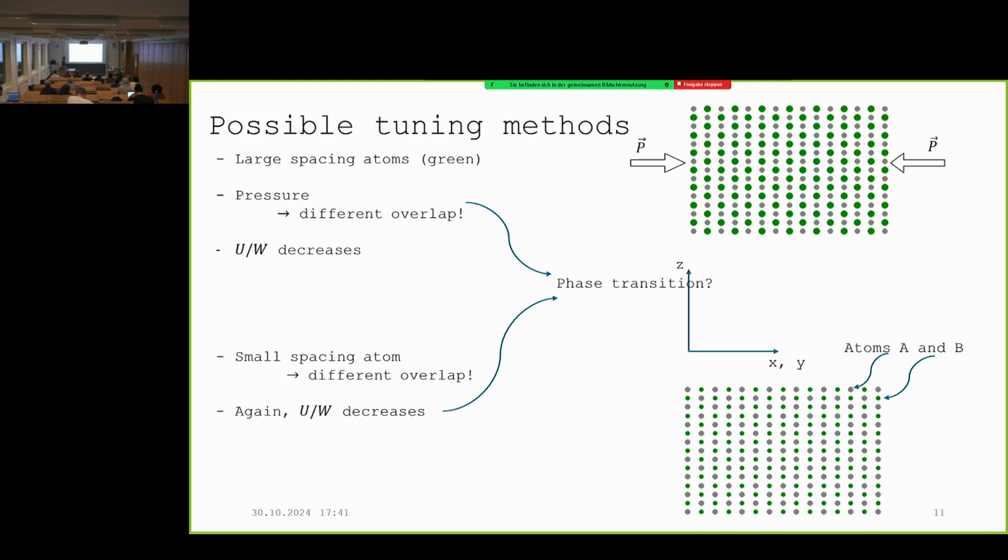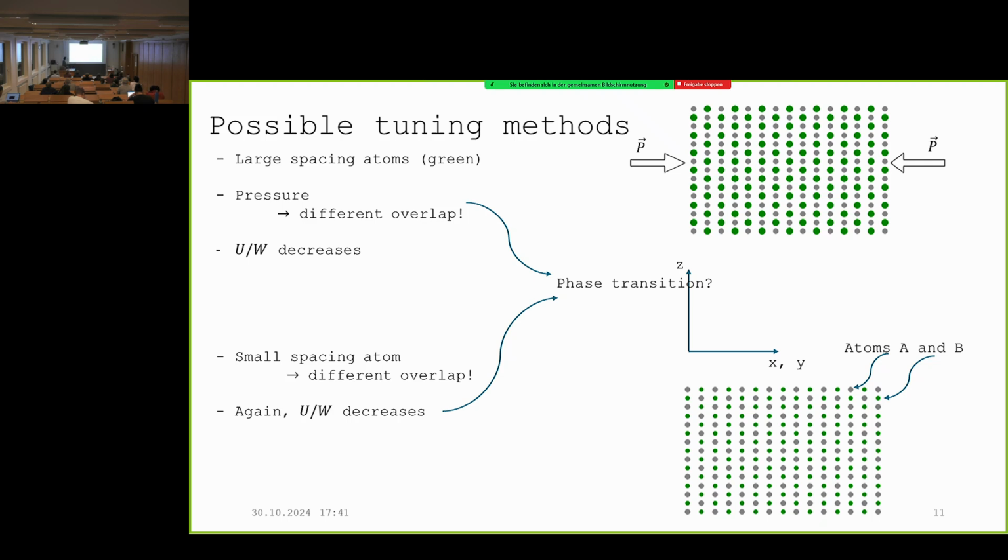Okay. Here I've put two methods of tuning this parameter U over W. Here I want you to look at the two gray atoms, and we're going to look at how they overlap. And we have a green spacing atom in the middle. So when we push with pressure, we push the material together, the atoms get closer together and they overlap more. So the bandwidth is going to be larger.